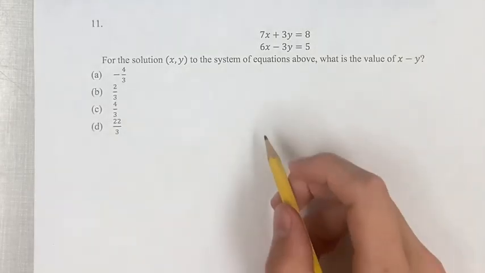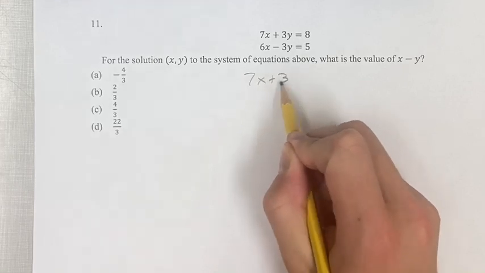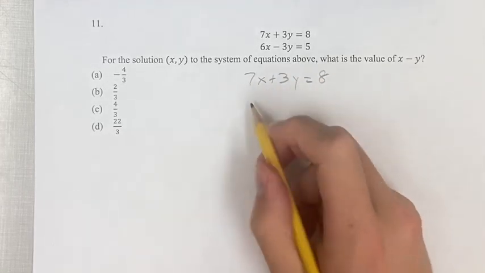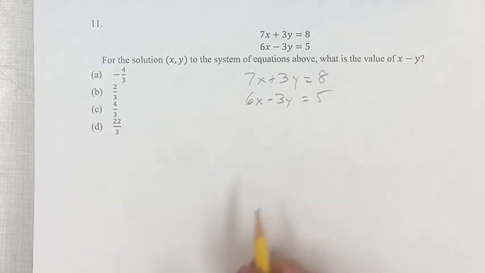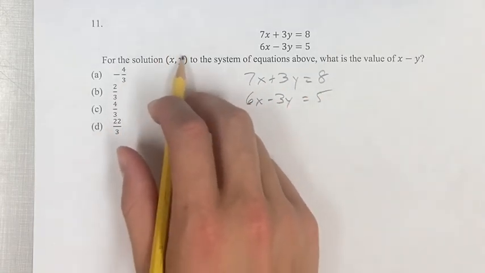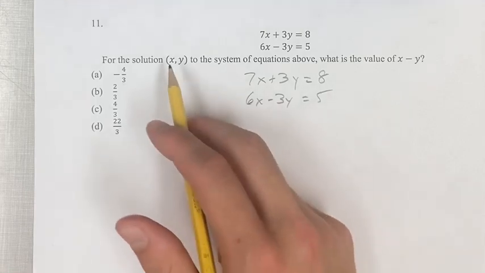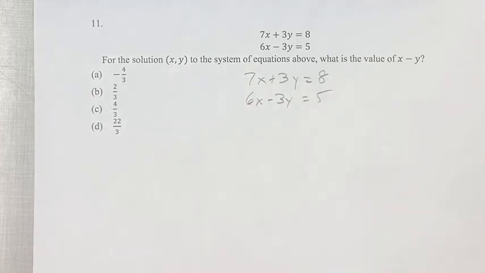In this problem, we have the equations 7x plus 3y is equal to 8 and 6x minus 3y is equal to 5. This system of equations has a solution, and we're asked, of the solution (x, y), what is the value of x minus y? So first we have to find x and y.